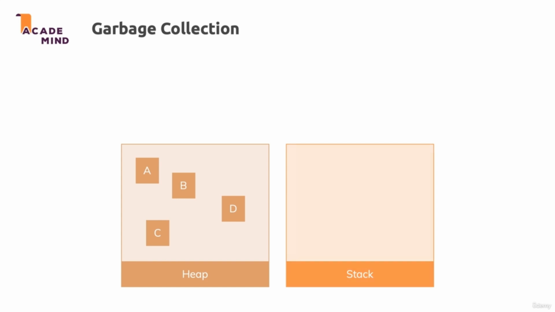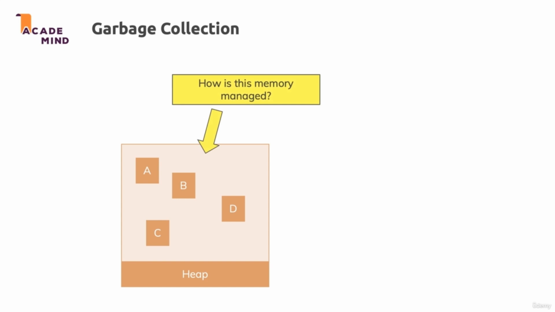Now, let's ignore the stack for that. The stack is short-living memory, and as you saw, the stack is cleared automatically because items, function calls, execution contexts are popped off when they're done. But what about the heap, that long-living memory? How is this memory managed? It's important that it's managed because otherwise it might overflow at some time.